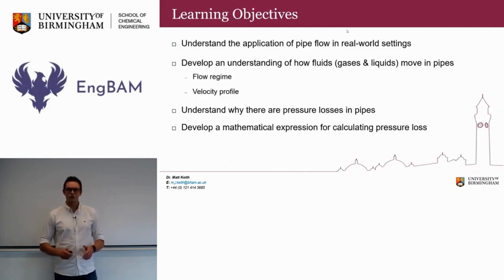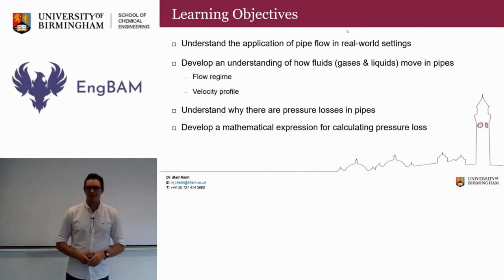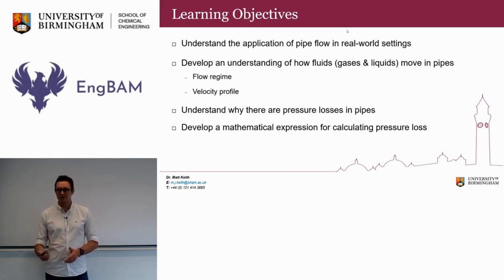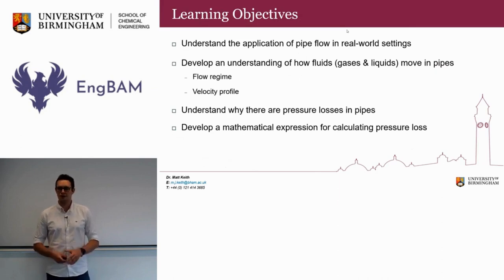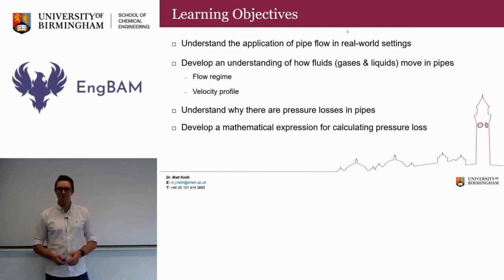And that brings us towards the end of this example lecture. We've looked at the application of pipe flow in some real-world settings. We've also developed an understanding of how gases, liquids, so all fluids, will flow in pipes by looking at what a flow regime is and what a velocity profile is. We've also talked about why we get these pressure losses in pipes, and then finally we've developed a mathematical expression for how we can calculate those pressure losses.